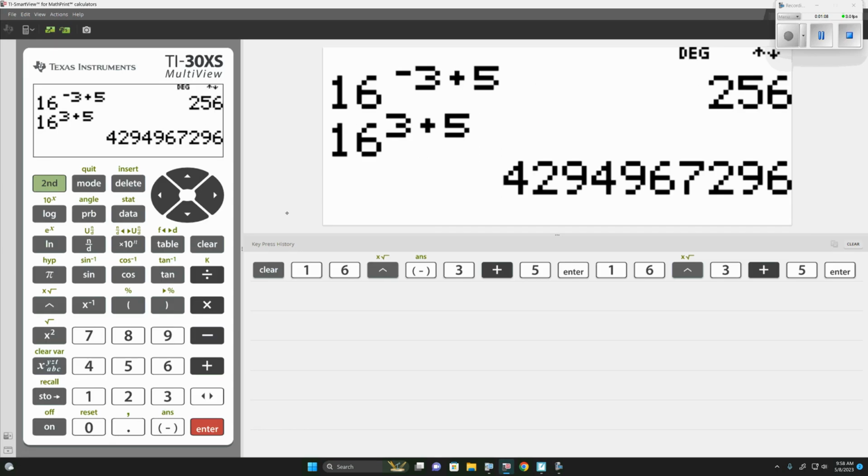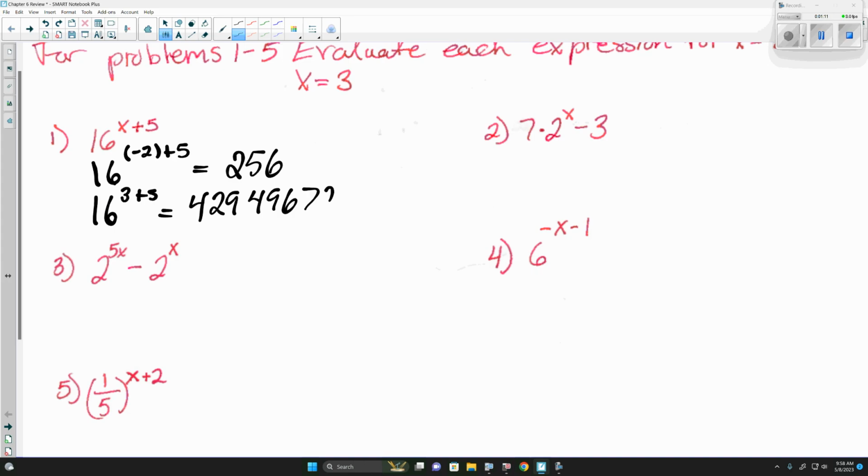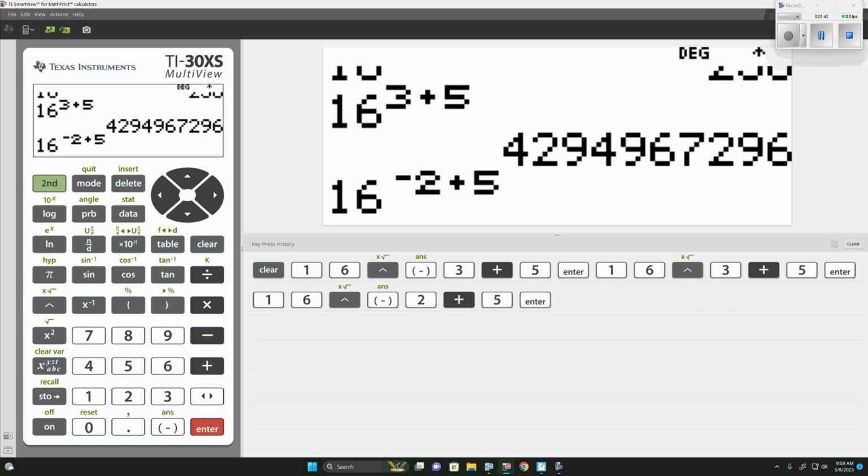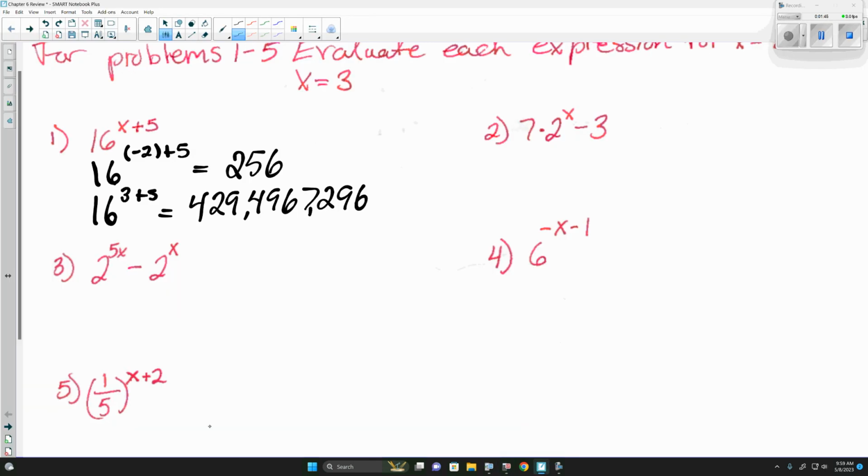429,496,7296. Because for 1 through 5, we're evaluating each one for -2 and 3, so we should get 2 values for each. Yes, thank you. 4096. Yeah, it should have been a lot larger than that, 4096.